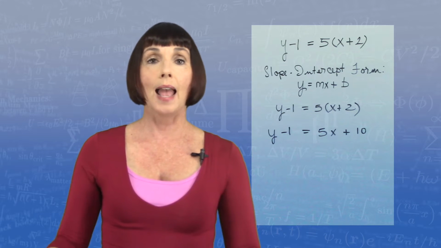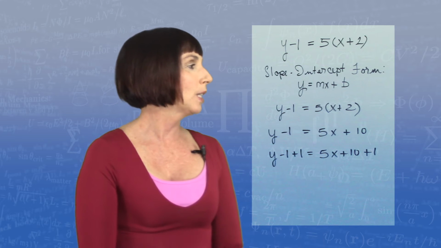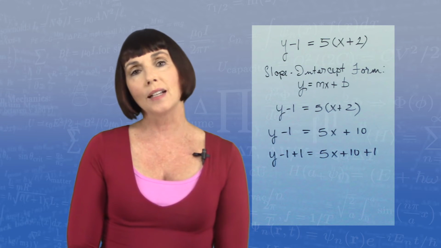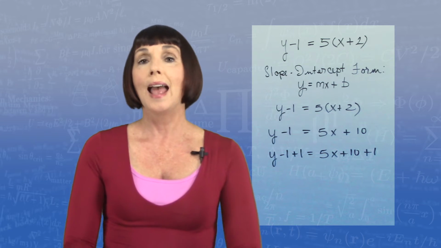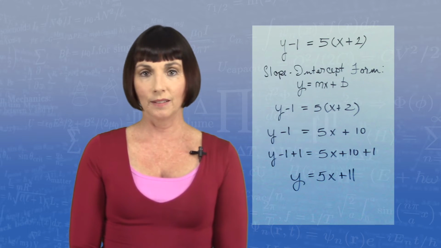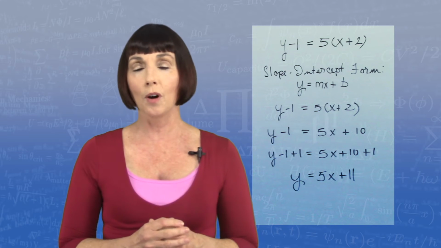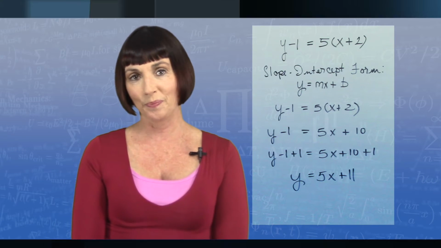Now I'm going to add 1 to both sides of the equation, and I get y minus 1 plus 1 equals 5x plus 10 plus 1, and that gives me y equals 5x plus 11. So now we have our equation in both point-slope form and slope-intercept form.